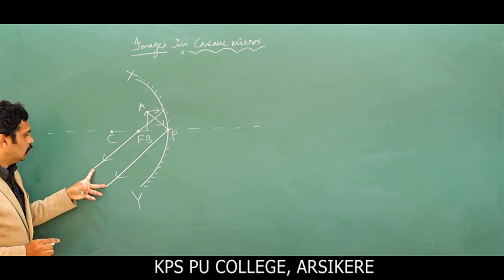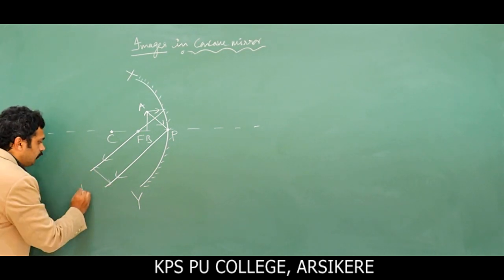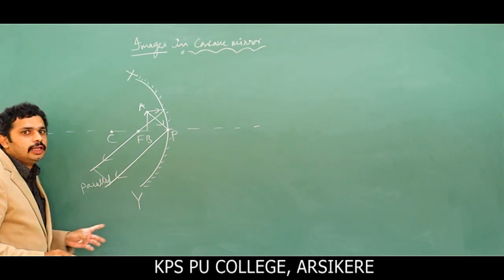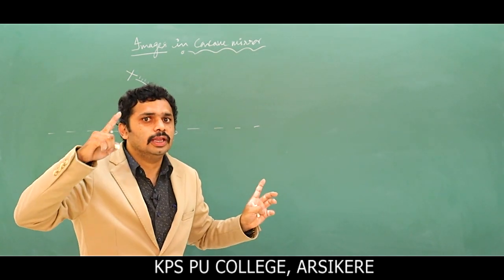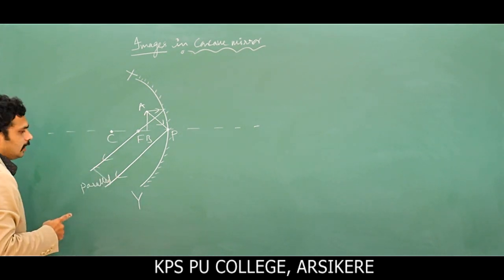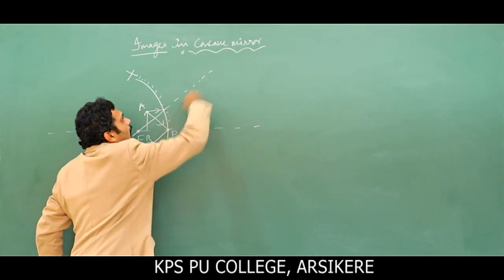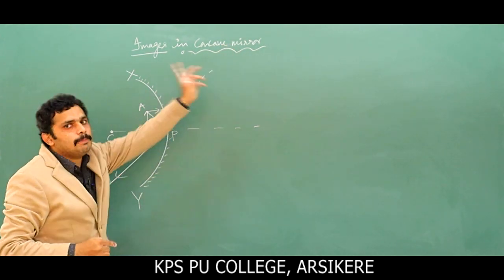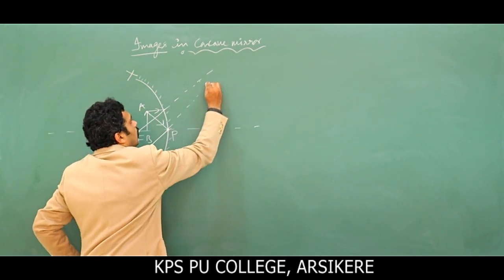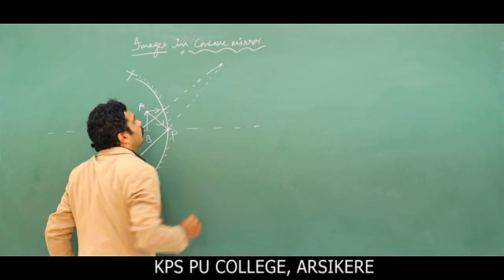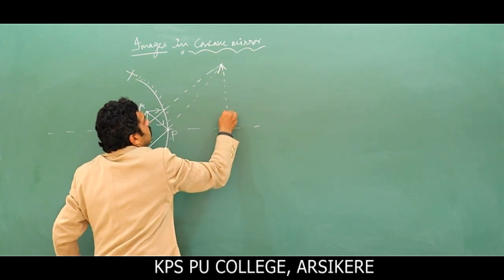Now look here, the two reflected rays are parallel. If the rays are parallel, then they meet at infinity. You have to remember this very important point. That's why you extend the rays in the backward direction. You produce the rays backward, not really but virtually. So virtually, you have to meet these two rays at one point. At this point, the virtual image is going to form.